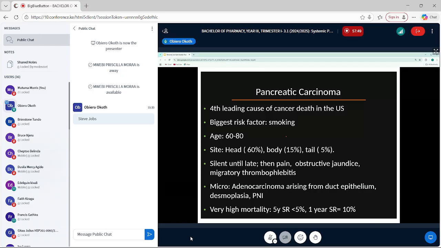This is the USA, with their good but highly disintegrated, excellently funded, excellently resourced healthcare system that has a lot of discrimination and is expensive, but they're still dying from pancreatic carcinoma. The biggest risk factor for pancreatic carcinoma is smoking.